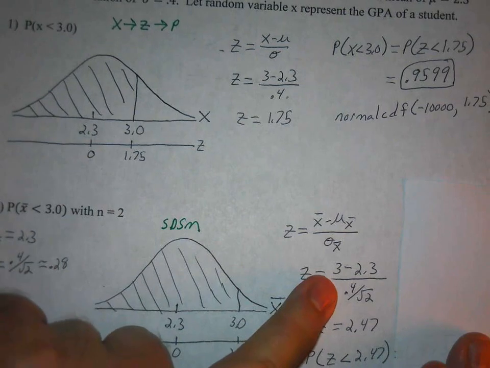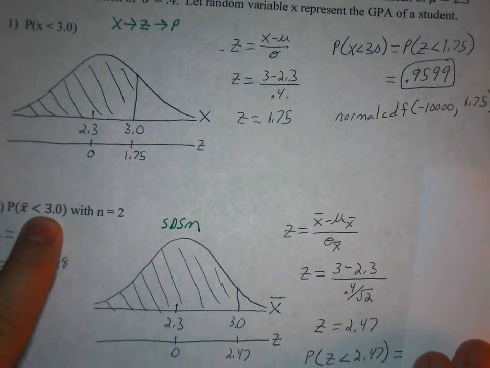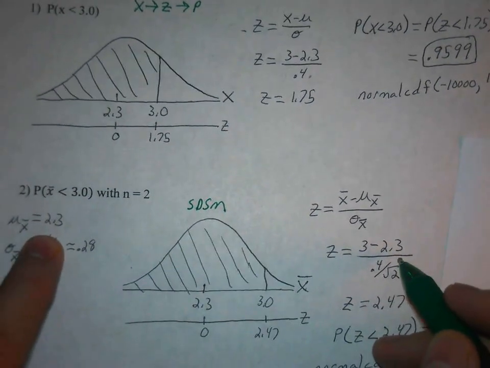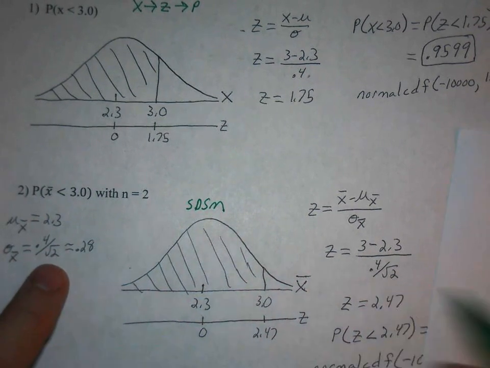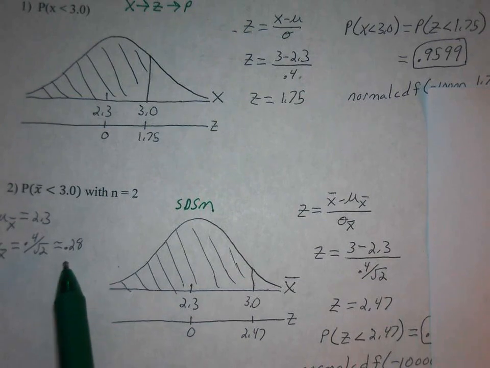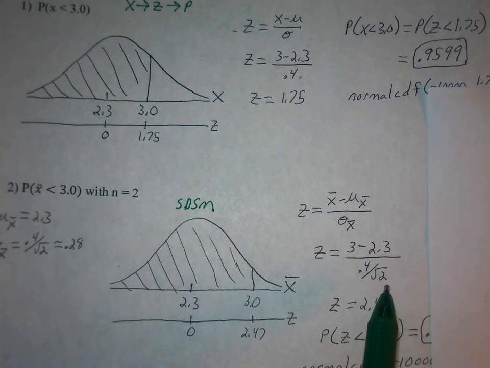So 3, notice that's coming from the parentheses, 3 minus the mean, 2.3, divided by sigma sub x bar, which is 0.4 over the square root of 2. Now what I'm going to tell you is, even though I rounded that to 0.28, I want you to put 0.4 over the square root of 2 in your calculator just to avoid any rounding errors.